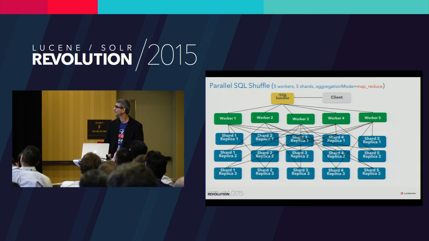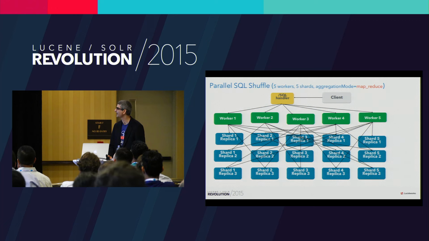And this is an example of a parallel SQL shuffle. What's happening here is the client is sending a SQL query to the SQL handler, and then the SQL handler is compiling that to a streaming expression. That streaming expression is sent to the worker nodes. The worker nodes then turn it back into a tuple stream and open it up, and once they open, each worker is going to contact one replica in each shard, and get 1/5 of the search results because there are 5 workers. So you'll see that every replica is being contacted by some of the workers.